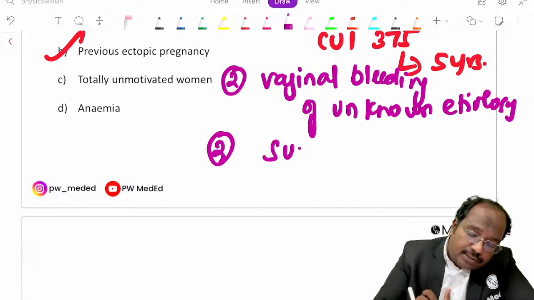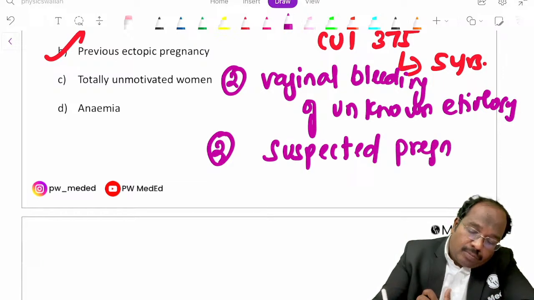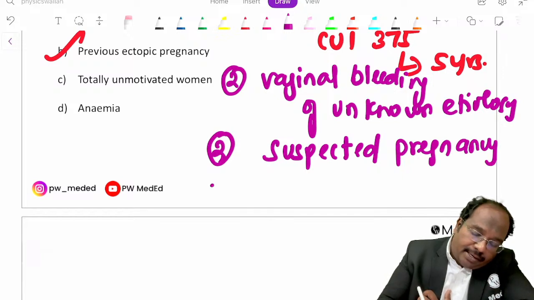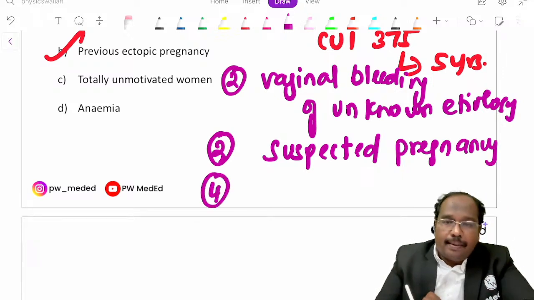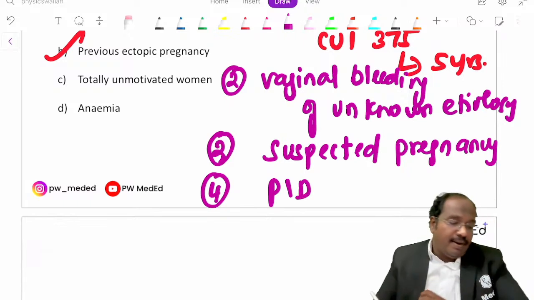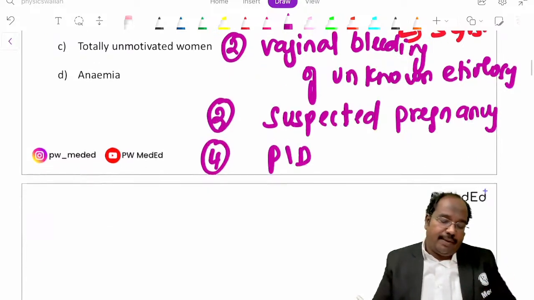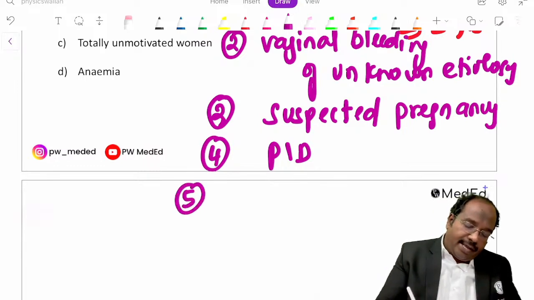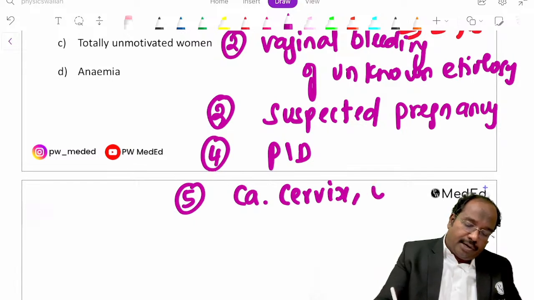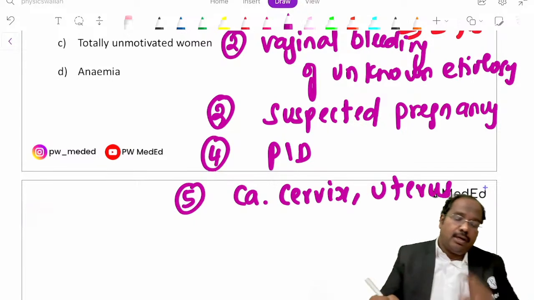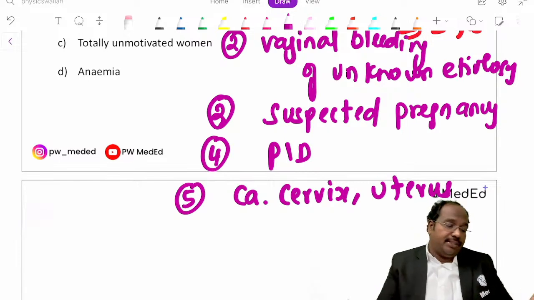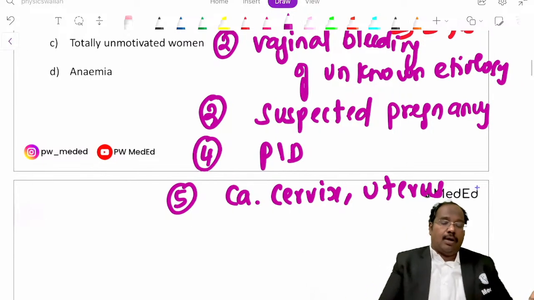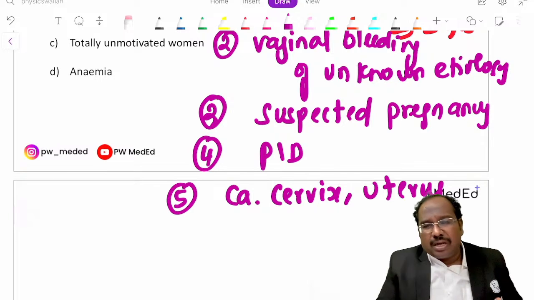Pregnancy, guys. If you have suspected pregnancy, PID, pelvic inflammatory disease, it's an absolute contraindication. And if you are looking for any cancer, CA cervix, uterus, adnexal region. So these are some of the absolute contraindications, guys. Okay, fine.